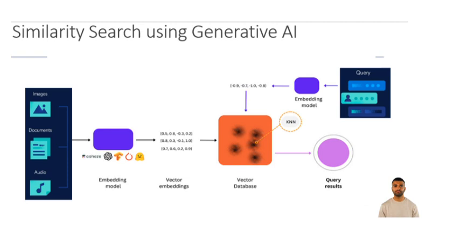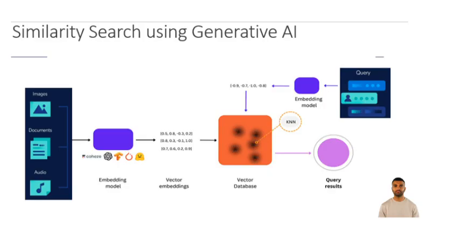Similarity search. The query vector is then compared with the stored vectors using KNN, K nearest neighbors, or similar algorithms to find the closest matches. KNN measures the distance between the query vector and vectors stored in the database, for example, using cosine similarity or Euclidean distance. Vectors that are nearest, most similar to the query vector, are retrieved. The algorithm identifies vectors that are closest to the query vector.